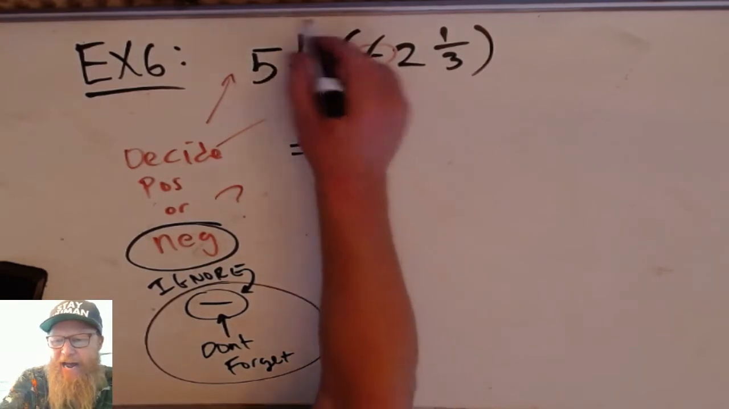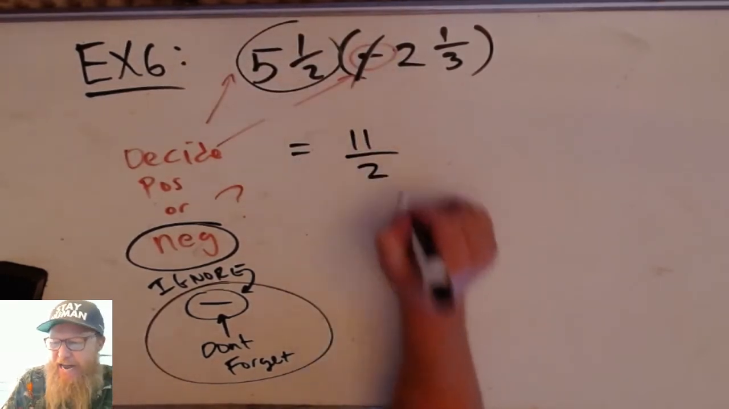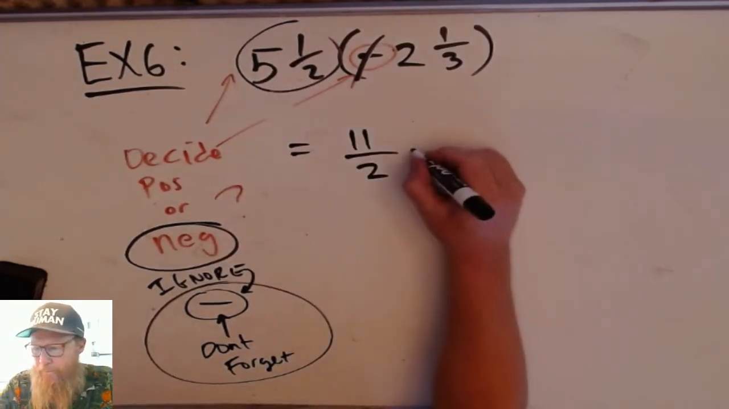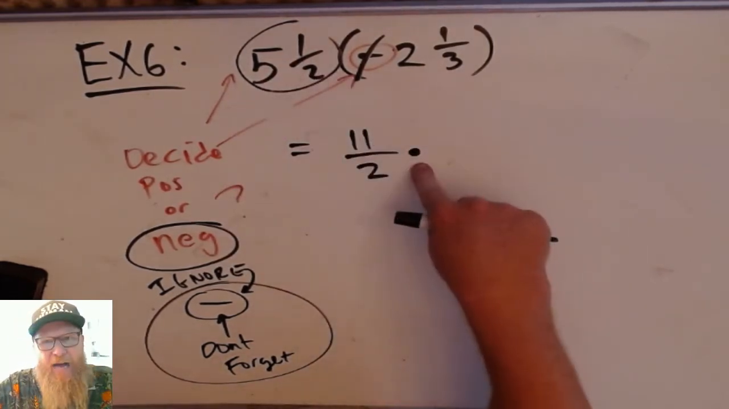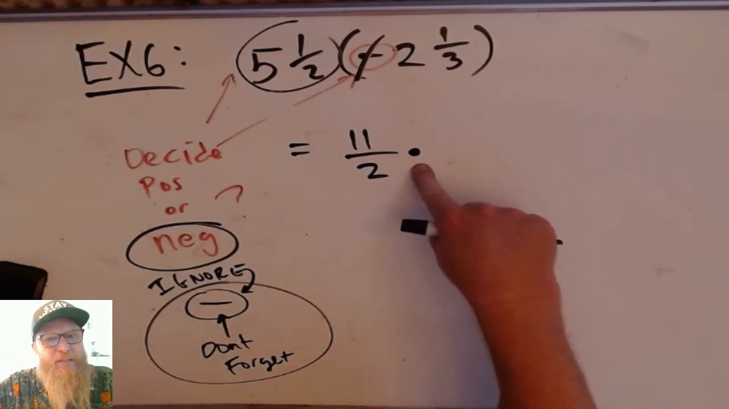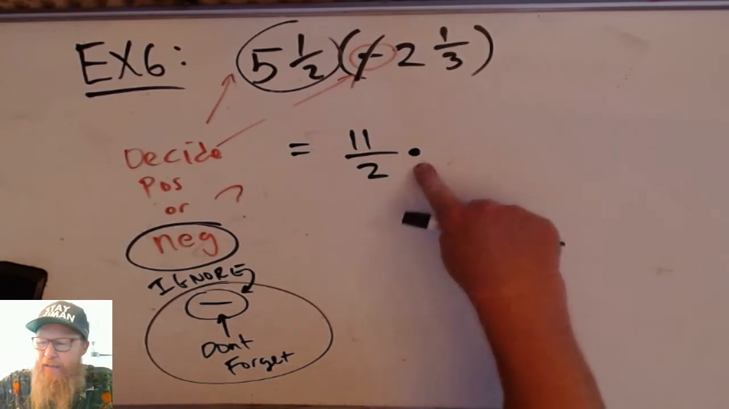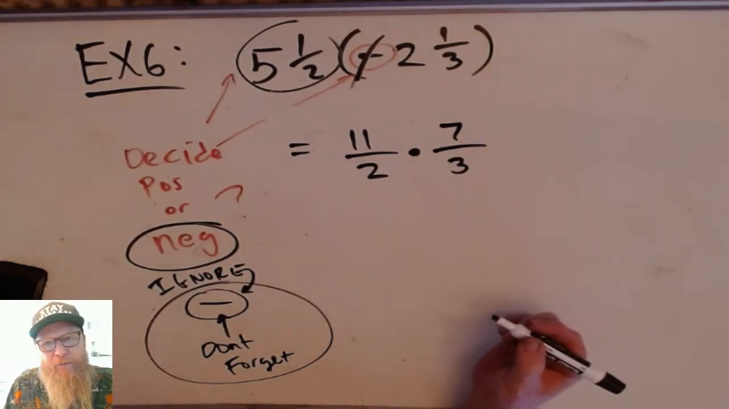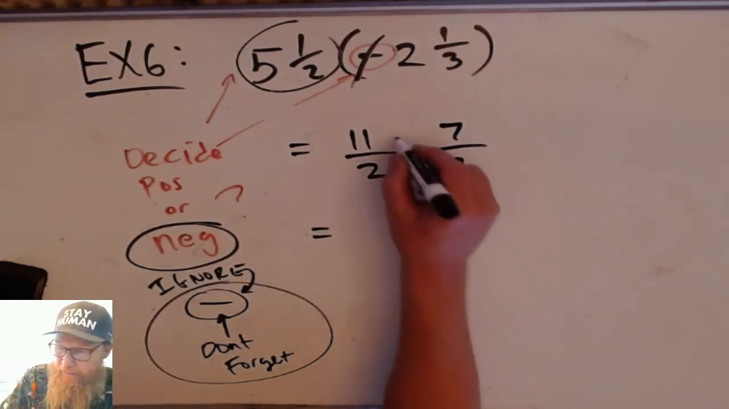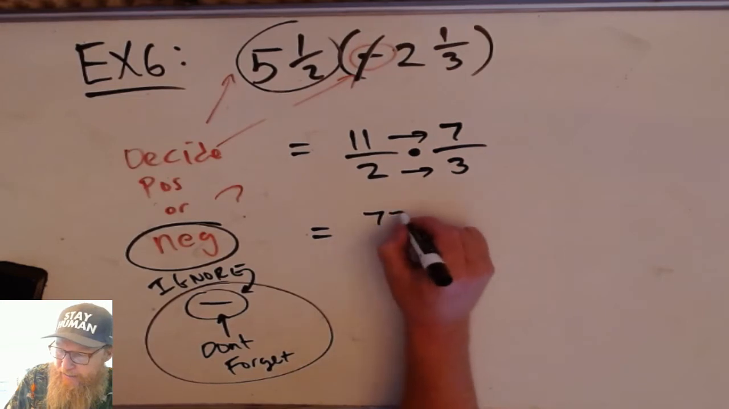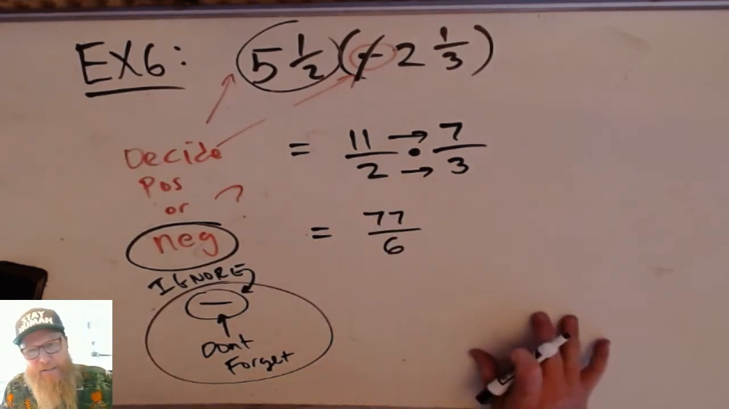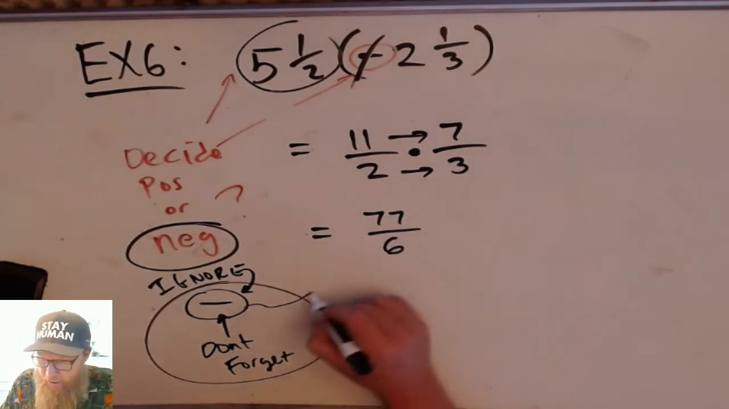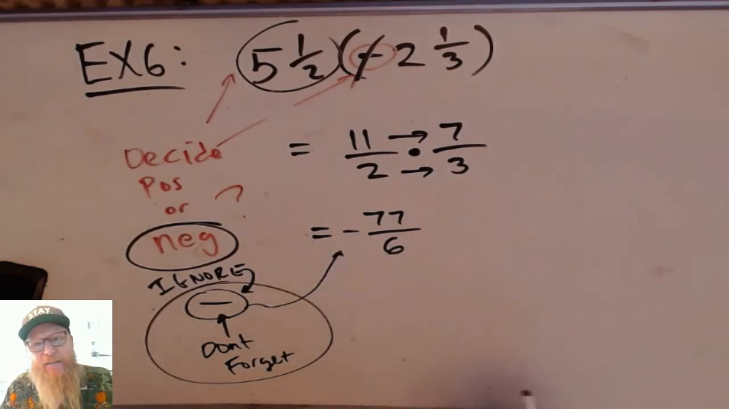So let's go ahead and do it. We got 5 1/2. 5 1/2 is 11 halves. Yeah. 2 times 5 plus 1. I'm going to go ahead and switch to a dot for multiply instead of parentheses. Means the same thing. And then that'll be 7/3 again. I feel like I've met you before. Multiply across, 77/6. That cannot be reduced. Don't forget your negative sign.